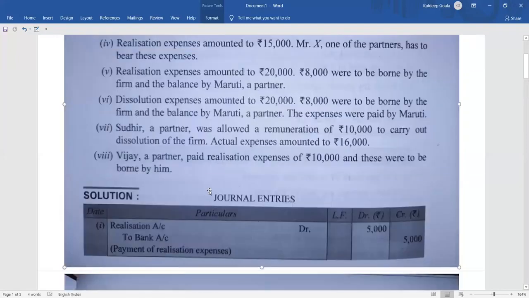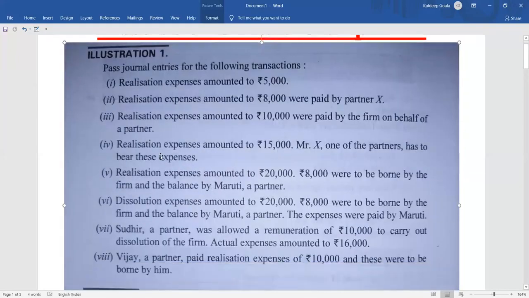Then coming to the next one, realization expenses amounted to 15,000, and what has happened here? The total realization expenses was 15,000. What happened after that? Mr. X, one of the partners, has to bear these expenses. Mr. X was supposed to bear the expenses. Mr. X को bear करना चाहिए था ये realization expenses. क्या बोला है? ध्यान से समझो फिर से.